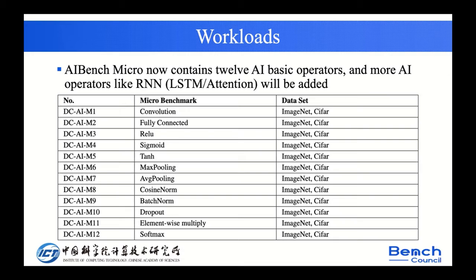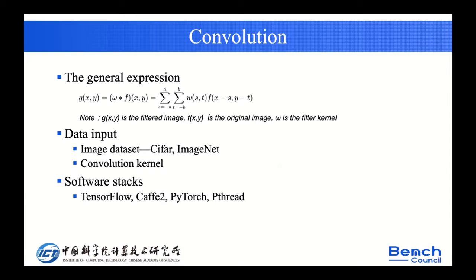They are convolution, fully connected, relu, sigmoid, tanh, max pooling, average pooling, cosine norm, batch norm, dropout, element-wise multiply, softmax, and we also plan to add more AI operators like RNN operations like LSTM and attention. For the rest, I will give you a brief introduction of 20 macro benchmarks.